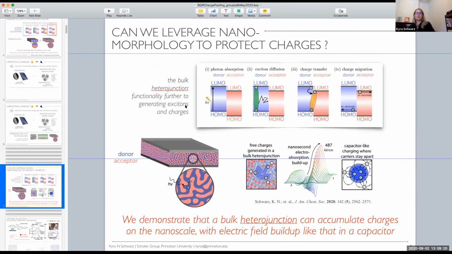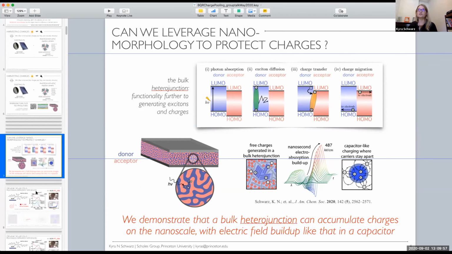Okay, so what I'm going to talk about today is looking at these actions of the bulk heterojunction and seeing what happens as you go from photons to charges that are harvested, seeing all these steps. But what we found is that there's another function to the bulk heterojunction. And that's that actually the morphology can play this role of accumulating charges on the nanoscale. And what we see, really what we didn't expect, is electric fields, really tiny but very large electric fields, building up between domains, much like you'd see in a capacitor.